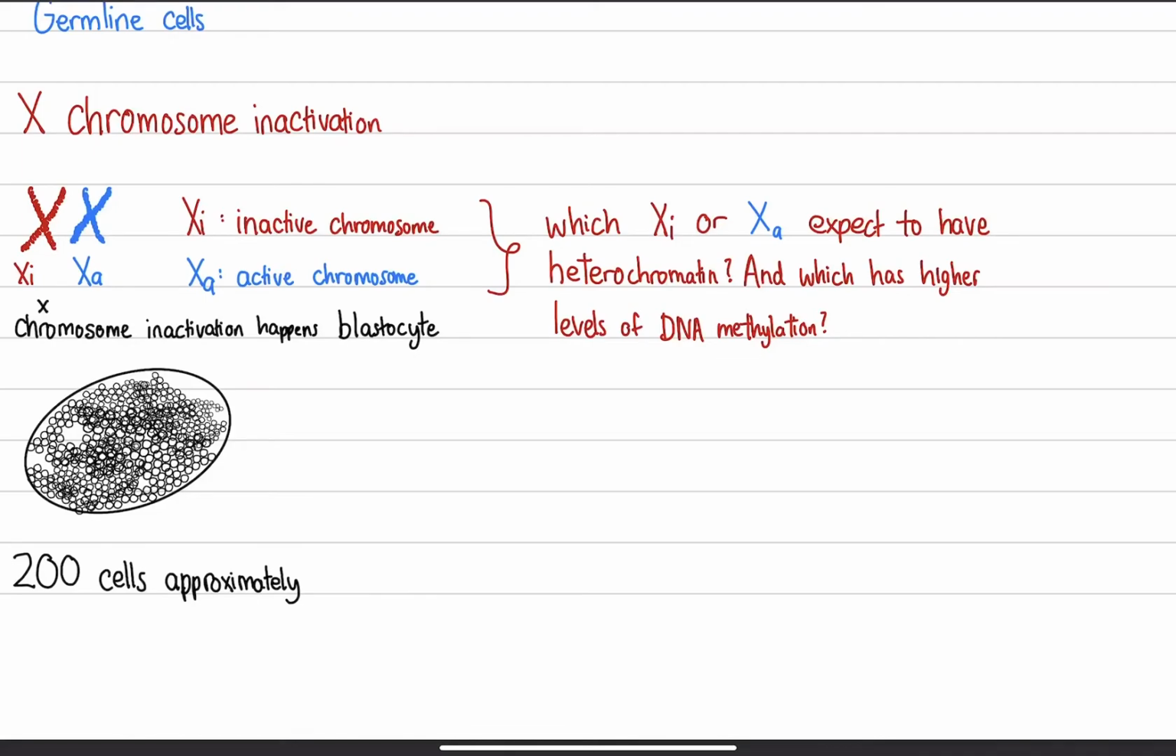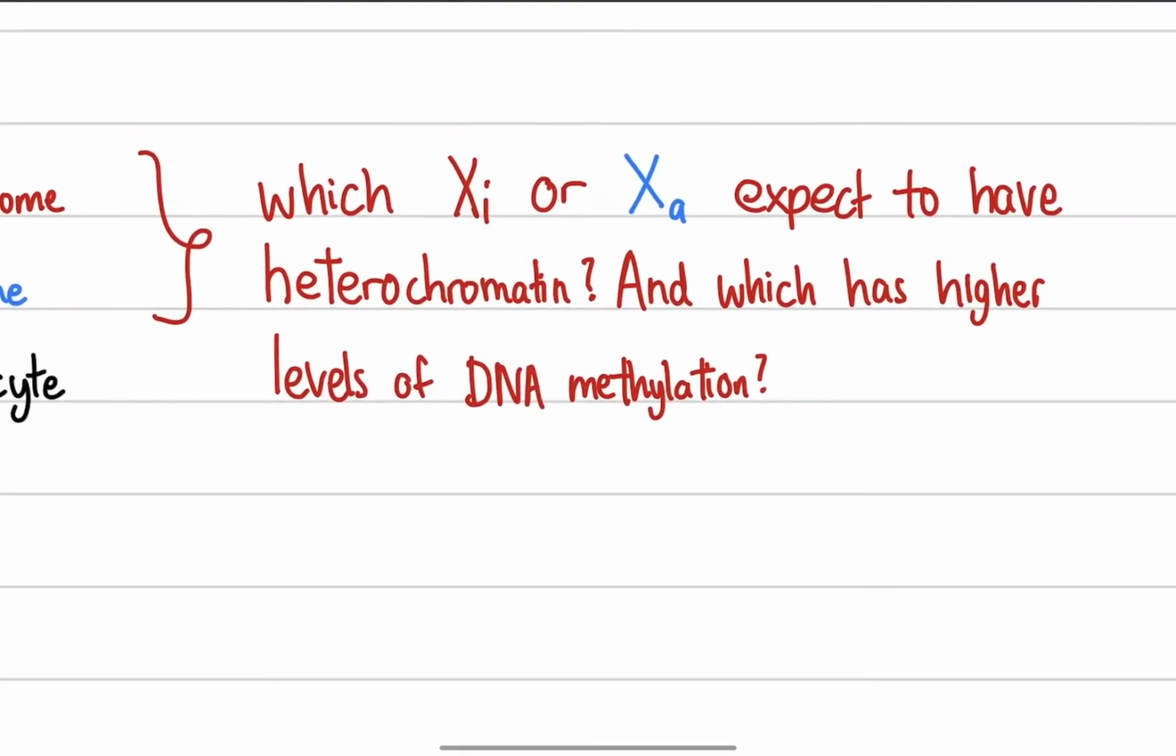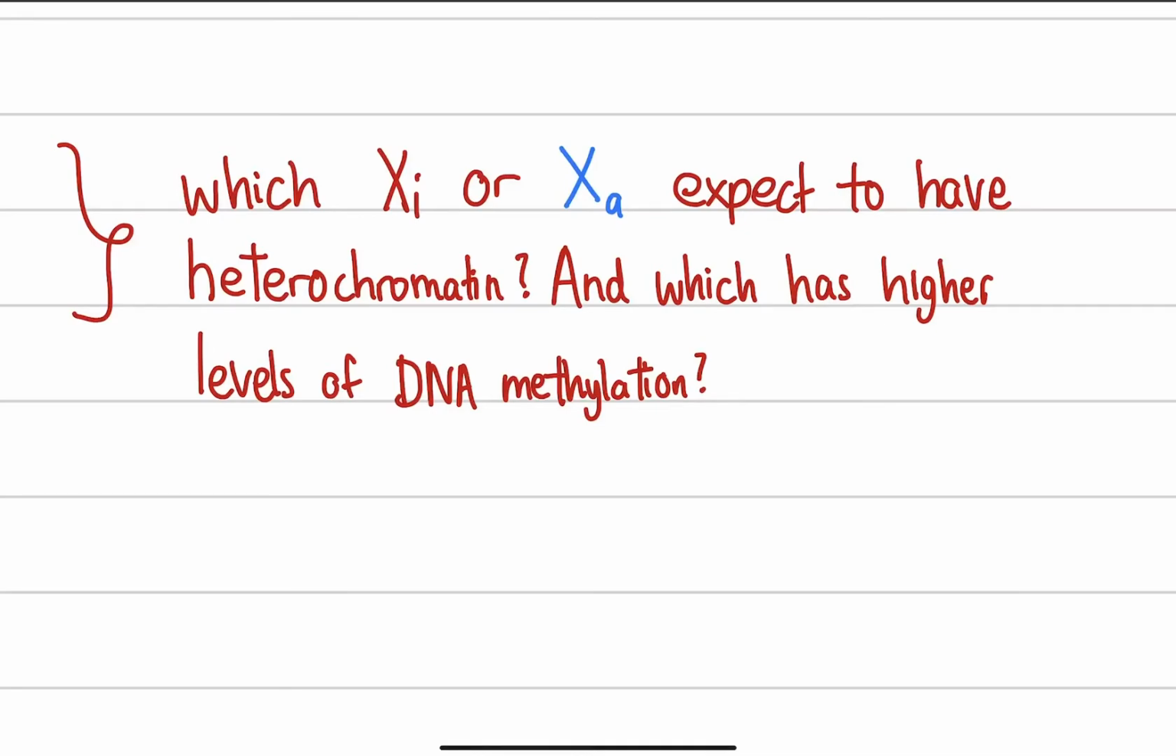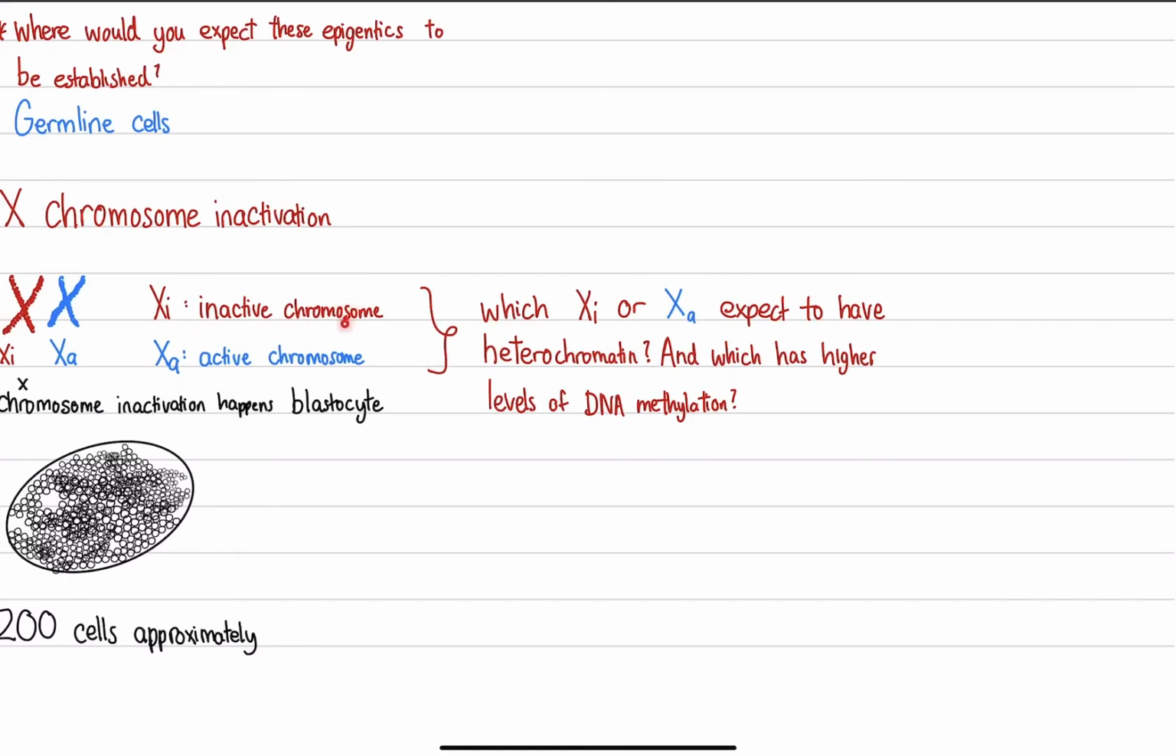Obviously, I said maternal again. But here's a question to ask that will help you understand, and of course me as well, the structure. Which would you expect to be the heterochromatin, the XI, which is a reference to the inactive chromosome, or the XA, which is a reference to the active chromosome? And that's a reference to structure.